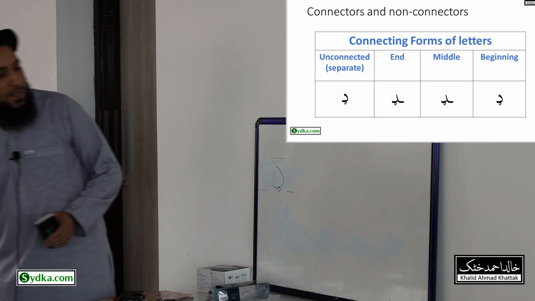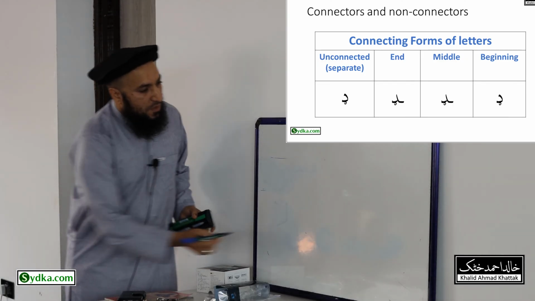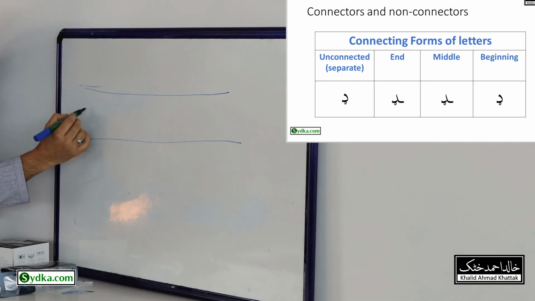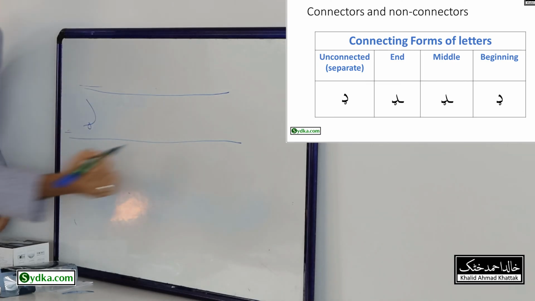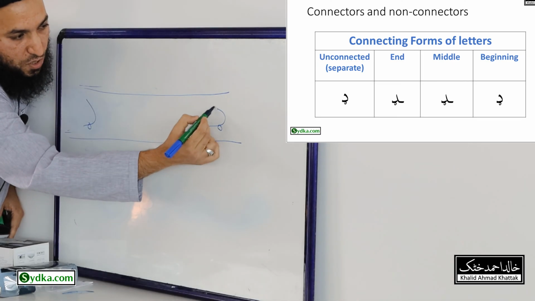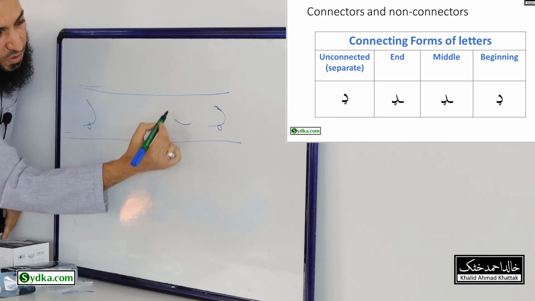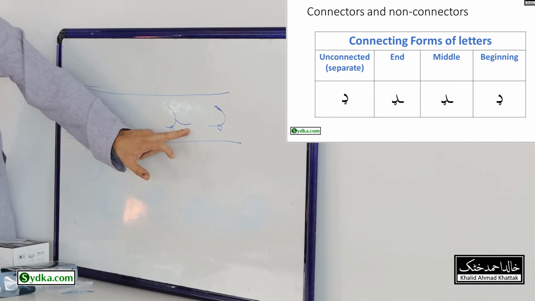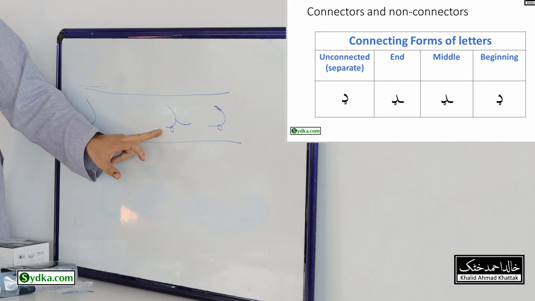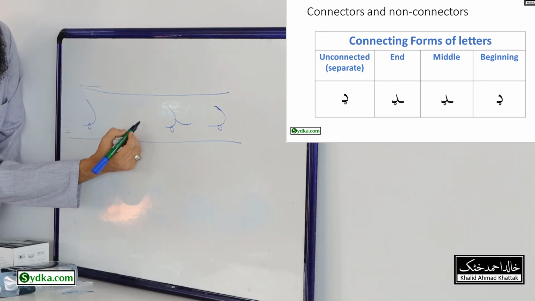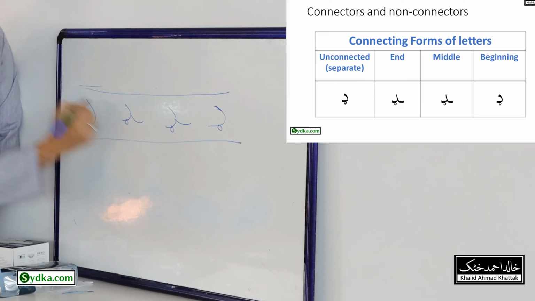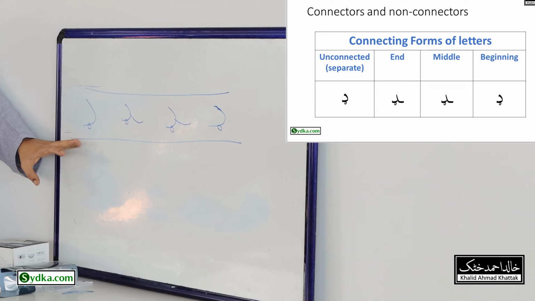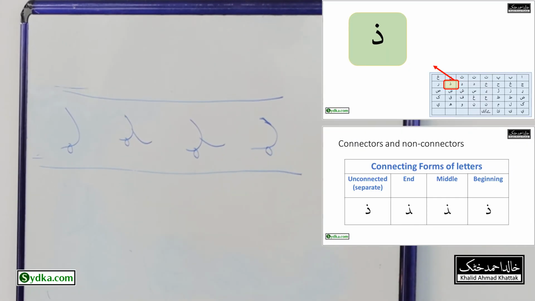Okay, so it is a non-connector because this is on its own. In the beginning, it looks like this, as if it's on its own. In the middle, it looks like this. And we can see now in the middle, another letter can be connected before it, but not after it. So it's not a connector, it's a non-connector. And at the end, it looks like this. Okay? So that's the beginning, that's the middle, at the end, and on its own. Next one.